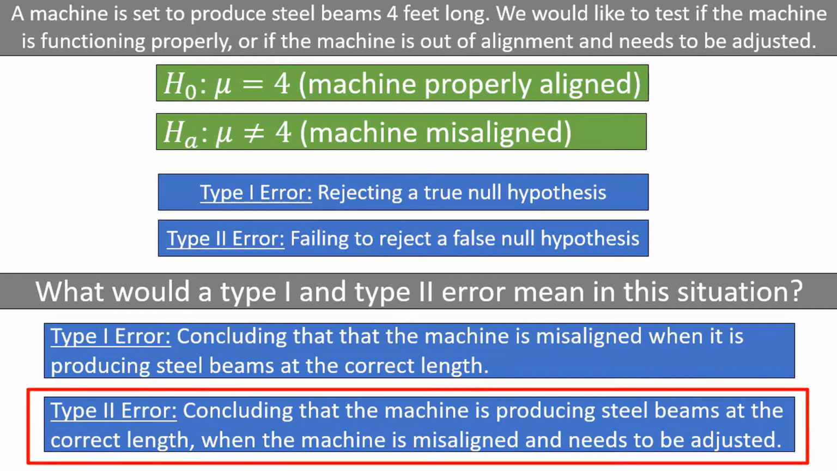We really don't want to let a faulty machine continue to produce beams of the wrong size, so it might be wise to select a slightly higher level of alpha so that beta, the probability of a type 2 error, will be lower. Let's try one more.